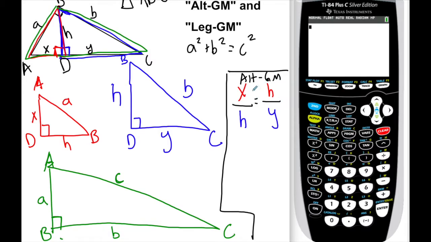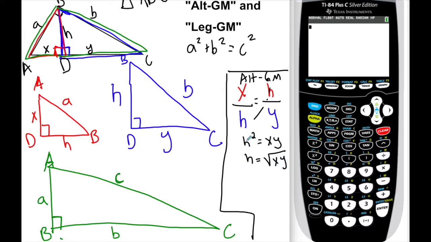And a geometric mean, if you don't know, of x and y is a number that satisfies this relationship, okay? Such that x is to h as h is to y. Or another way to look at this is that h squared equals x times y if we do the cross multiplication. Or another way is h is equal to the square root of xy.